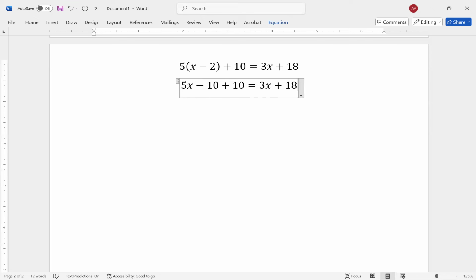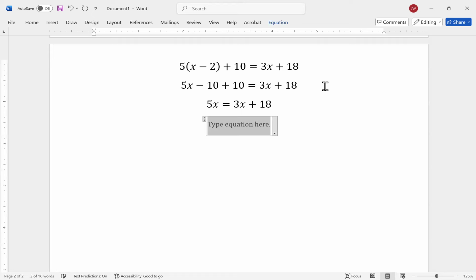Now the right-hand side I didn't do anything to because it's already as simple as I can make it. These are two terms that are not alike. On the left-hand side, I can do one more simplification step. We have 5x minus 10 and plus 10. The minus 10 and the plus 10 are going to add together to give us a 0. So I get 5x is equal to 3x plus 18.